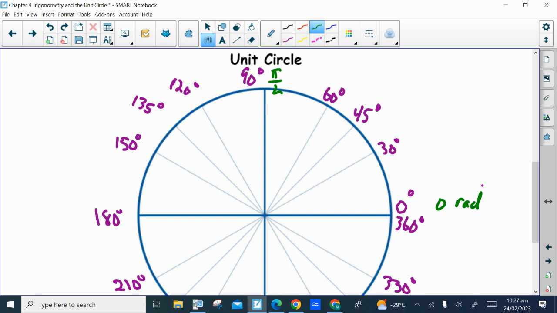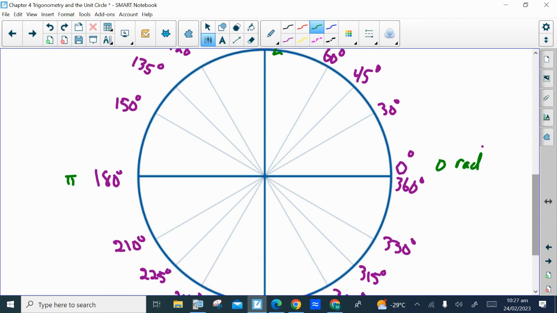So 90 degrees is pi on 2 radians. If we go another 90 degrees, that takes us to 180. That's another pi on 2, which will be pi radians. And we saw that above. Halfway around the circle is pi radians. So again, that can also be expressed as 2 pi on 2.